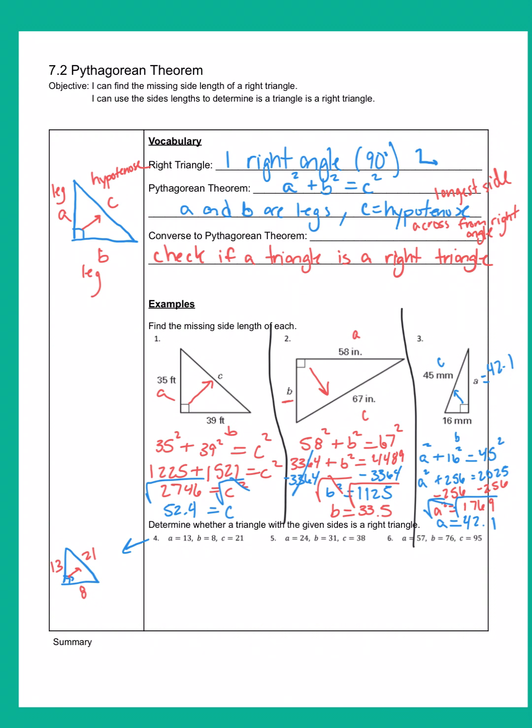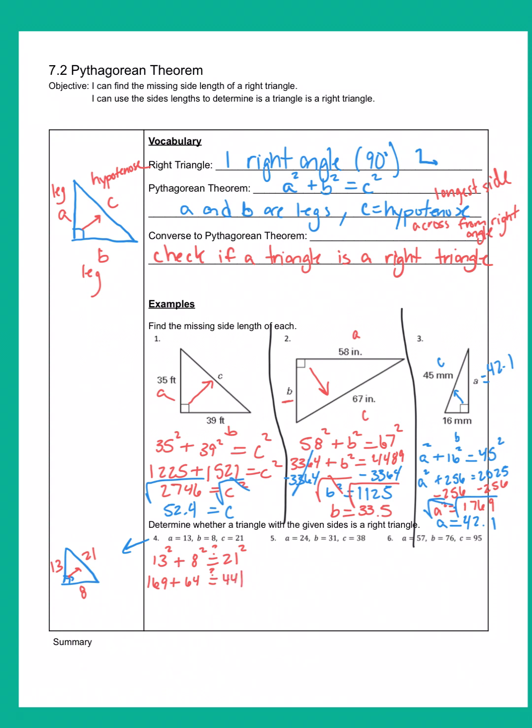So let's see. I'm going to plug in the Pythagorean theorem. So A squared, so 13 squared, plus B squared, which is 8 squared. Does that really equal C squared, or 21 squared? So we don't know if they're equal. We're going to find out. So we're going to do 13 squared first, which is 169, plus 8 squared is 64. Does that really equal 21 squared, which is 441?